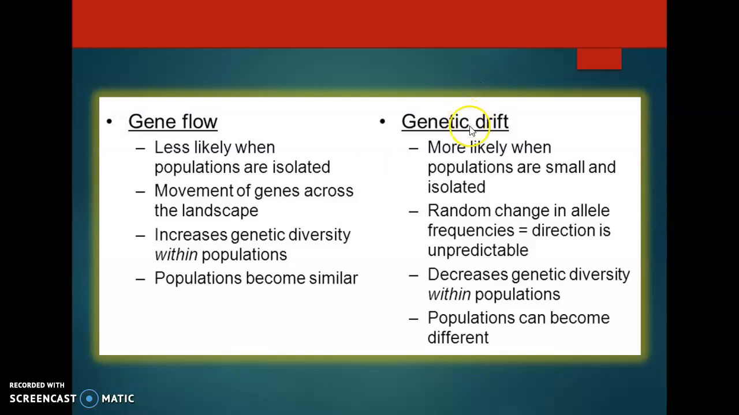Genetic drift is more likely when populations are small and they're isolated. And this change is going to decrease genetic diversity in the populations, and then the populations may become different. So this could be a situation that could lead to speciation, or the creation of a new species.